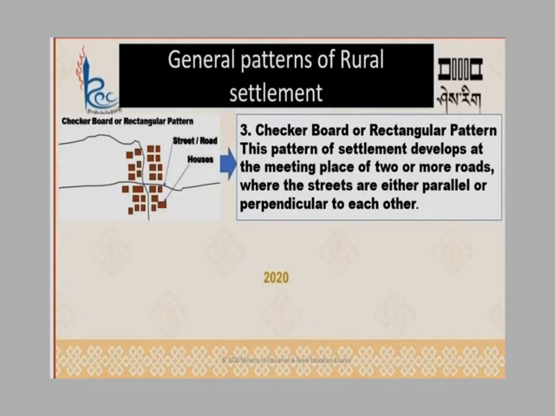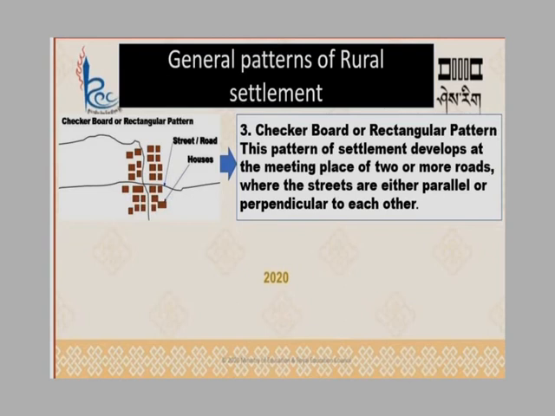Next pattern of settlement is the rectangular pattern of settlement. Now, how is the rectangular pattern depicted? This pattern of settlement develops at the meeting place of two or more roads where the streets are either parallel or perpendicular to each other. Meeting of two or more roads.